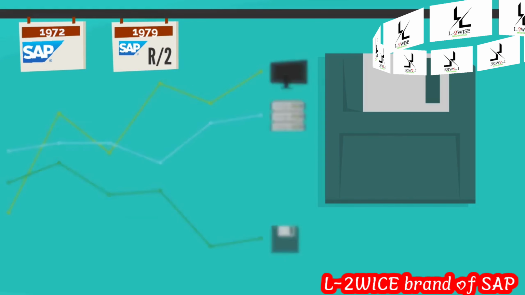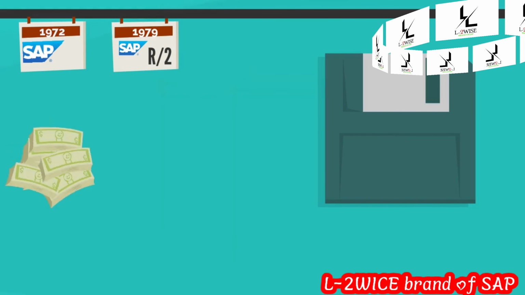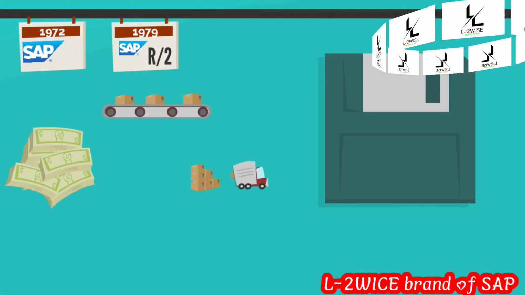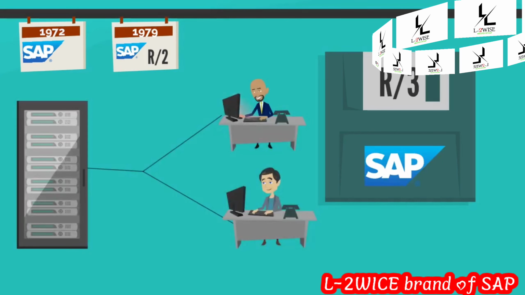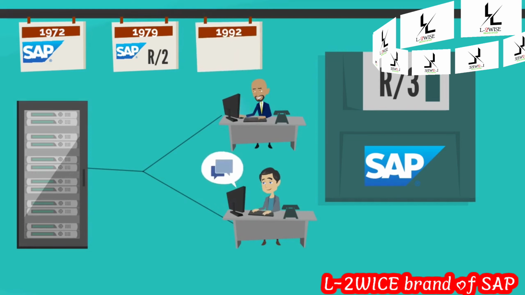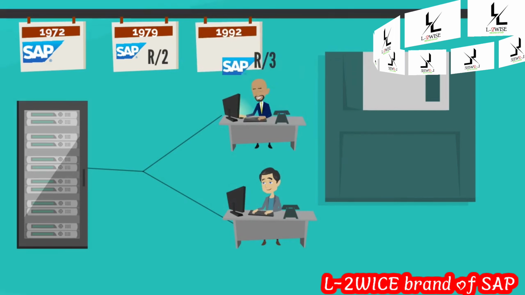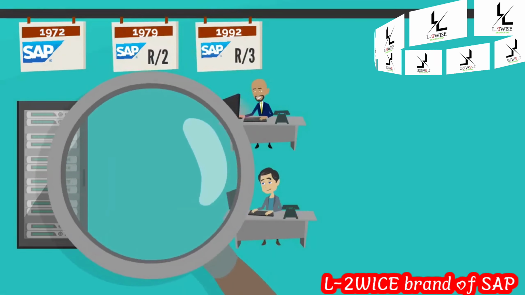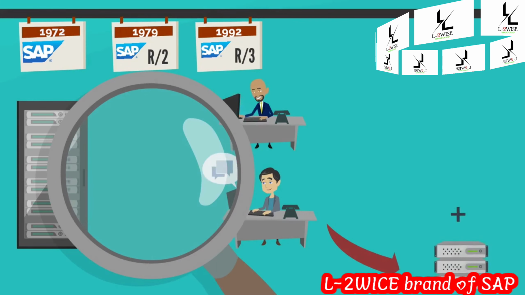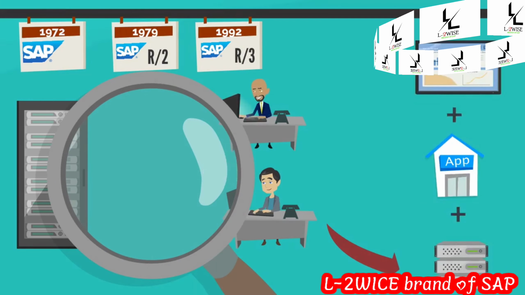In 1979, SAP launched SAP R2, a packaged software application that processed real-time on a mainframe computer, integrating all of an enterprise's functions, such as accounting, manufacturing processes, supply chain logistics, and human resources. With the arrival of client-server computing, SAP released SAP R3 in 1992, which had a 3-tier architecture: the database, the application server, and the client.